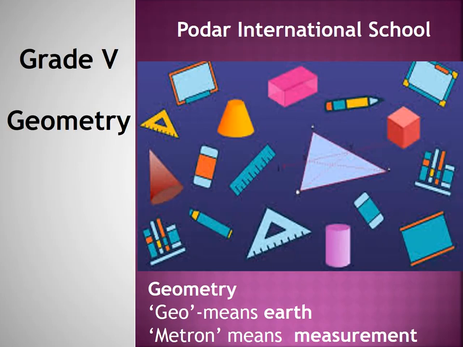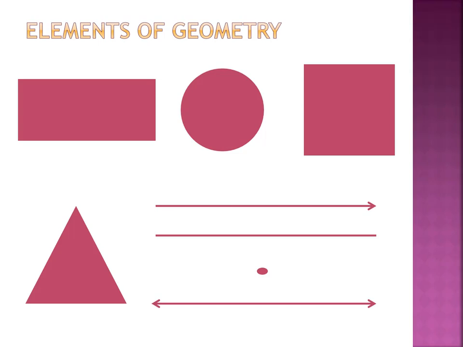So I told you that I'm going to take you through an interesting topic in maths. You know what it is? It is called geometry, in which geo means earth, metron means measurement. Let's begin with the basic elements of geometry like point, line, angle, circle and plane shapes.